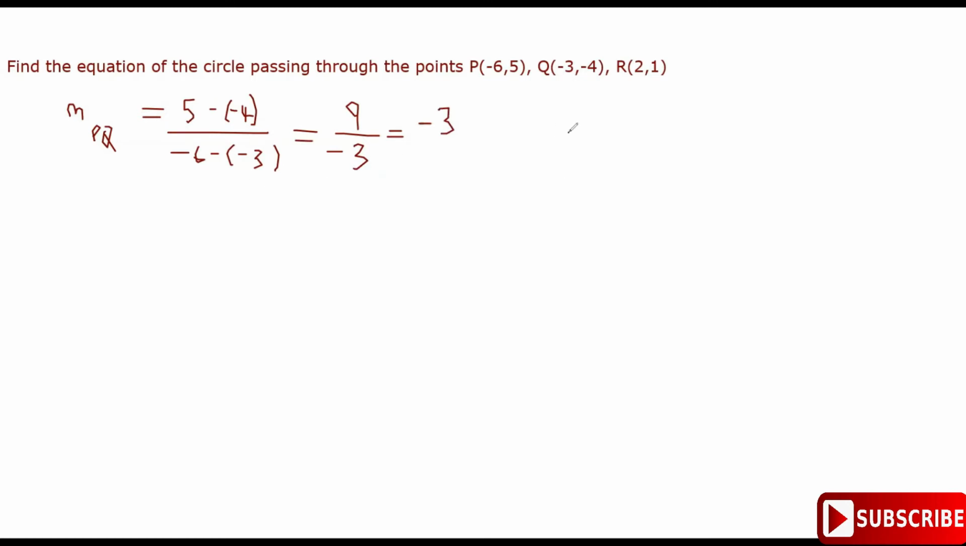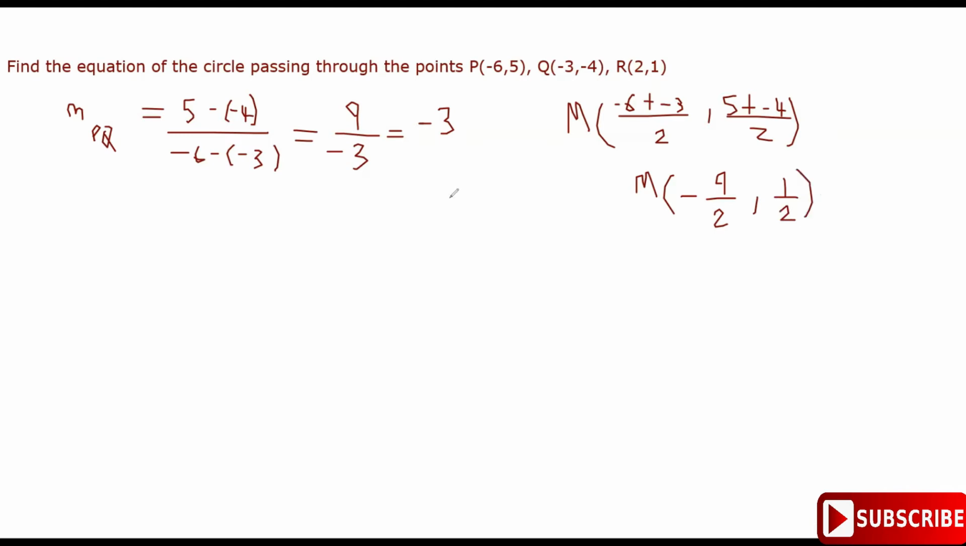Now that we have the gradient of PQ, we can find the midpoint of PQ. To find the midpoint, it is minus 6 plus minus 3 divided by 2, comma, then y1 plus y2, which is 5 plus minus 4, also divided by 2. My apologies. So the midpoint of PQ is minus 6 plus minus 3 divided by 2, that's negative 9 over 2, comma, now 5 plus minus 4 is 1 over 2. So that's the midpoint: negative 9 over 2, 1 over 2.